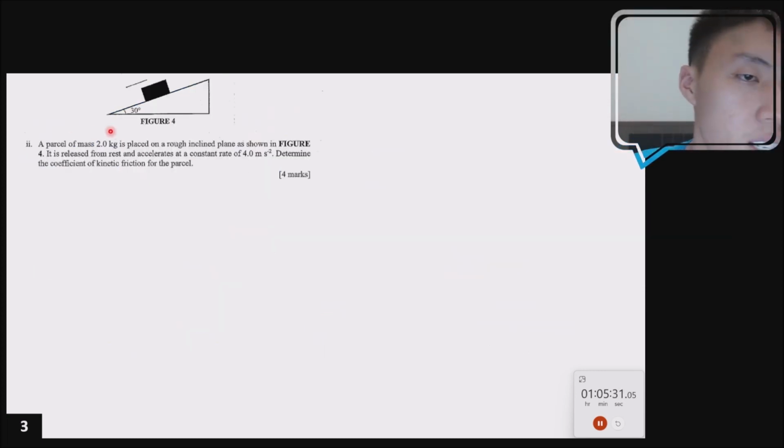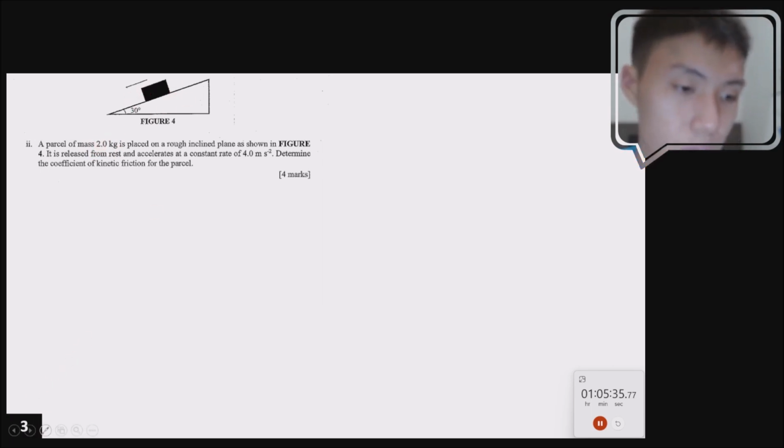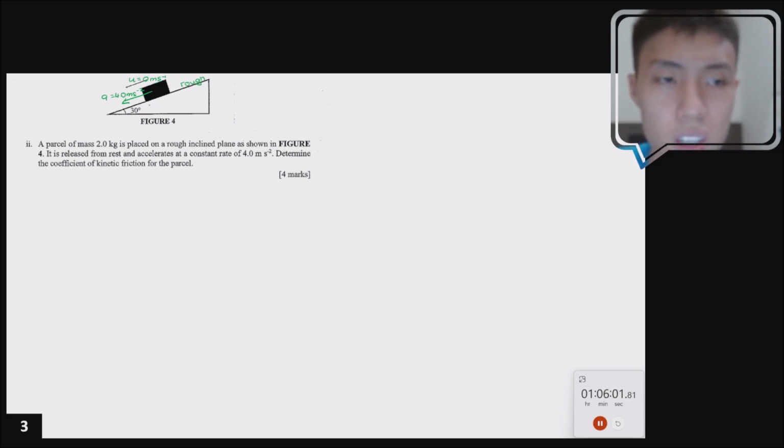Next one, you have a parcel of mass 2 kg placed on a rough inclined plane. So probably we can label this surface here as rough. It is released from rest. So from rest, we should probably say u is equal to 0 meter per second, and it accelerates at a constant rate of 4 meter per second squared. So from here going downward, a will be equal to 4 meter per second squared. Determine the coefficient of kinetic friction. This is Fk for the parcel.